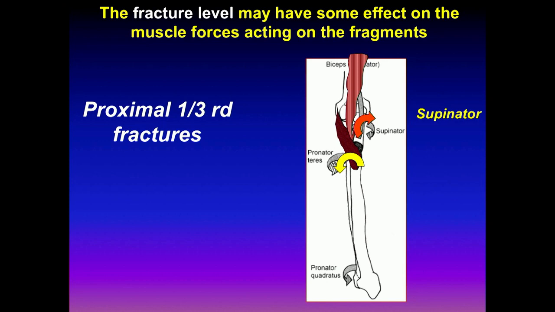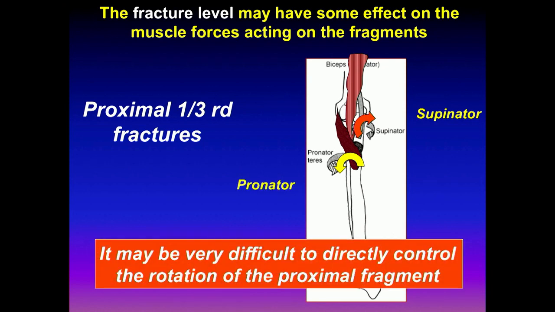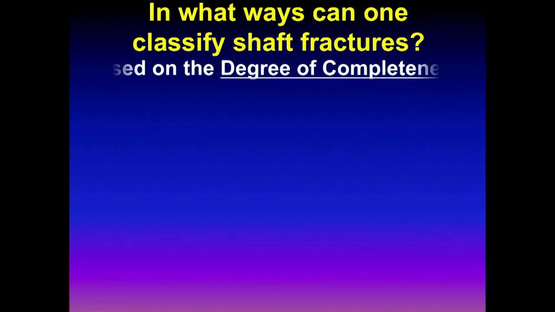And this one causes it to pronate just a little bit. So you have a lot of rotational components that you have to deal with in the proximal fragment. So it may be difficult to control that. You have no way of really putting a mold or anything on that proximal fragment. That's what we call the king fragment. So you have to take the distal fragment and bring it to the proximal fragment. Now, we talked about the different degrees of how bone fails.